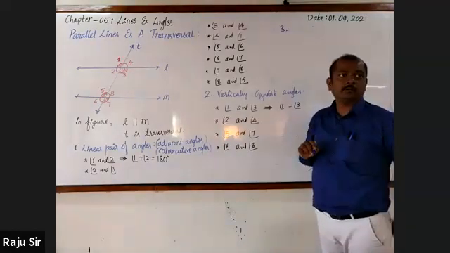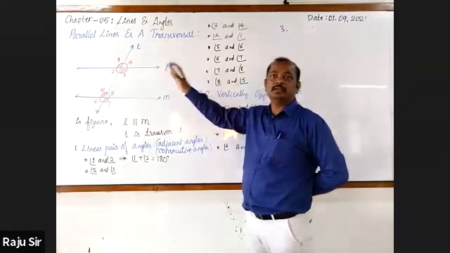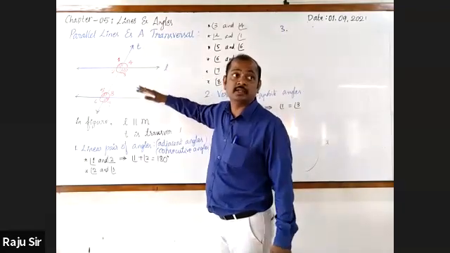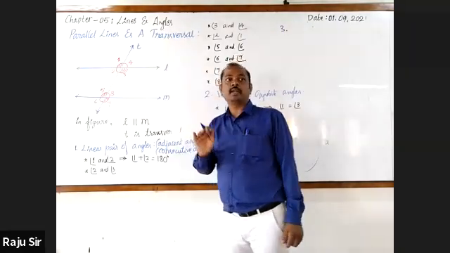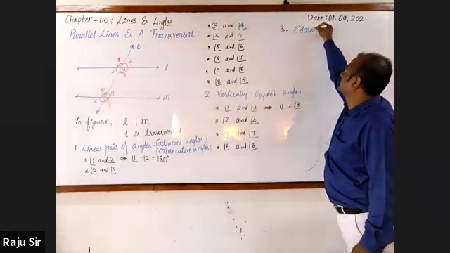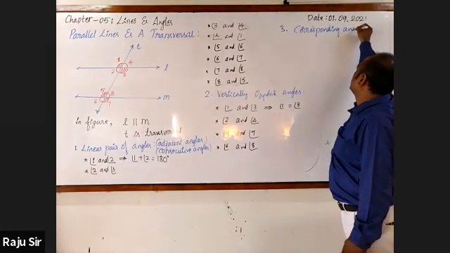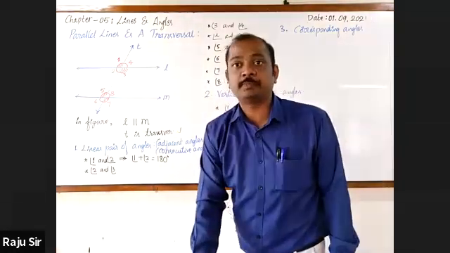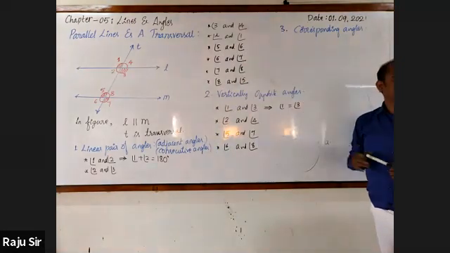Right. Third one. The angles that are formed on the same side of the transversal at a distinct point on the same side of the parallels are corresponding angles. What is the relationship among corresponding angles with respect to parallel lines? All are equal.